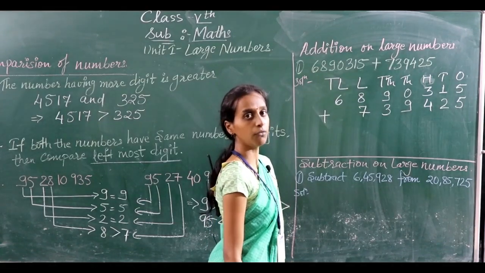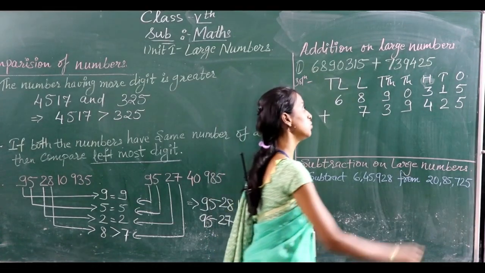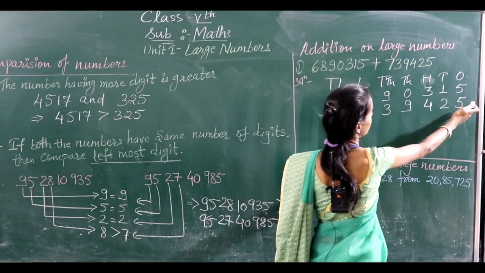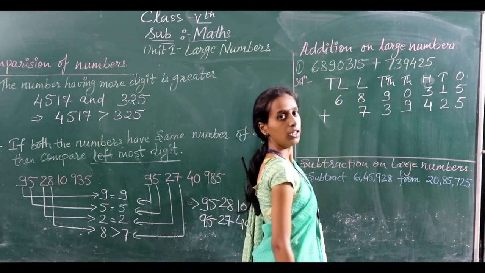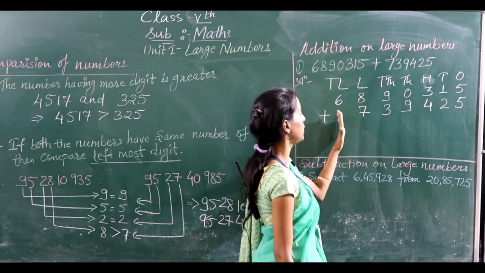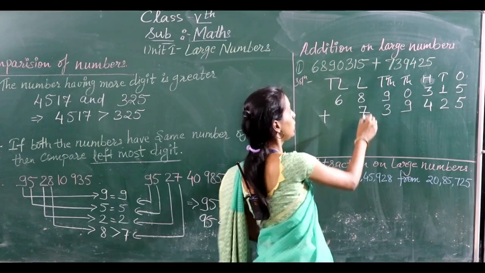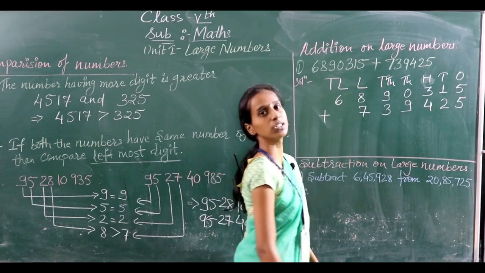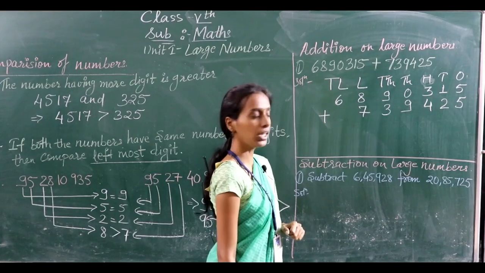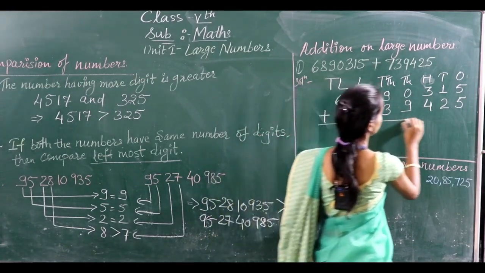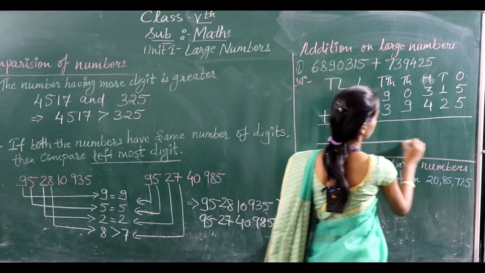So in this way we have to always put the values from right hand side to the left hand side. If we put values from the left hand side, then you will write this 7 below this 6 and you will get a wrong result. So now we will do the addition.